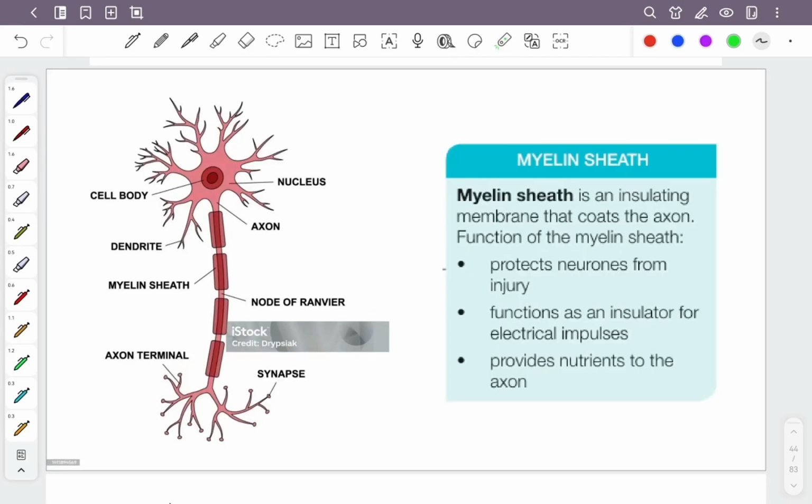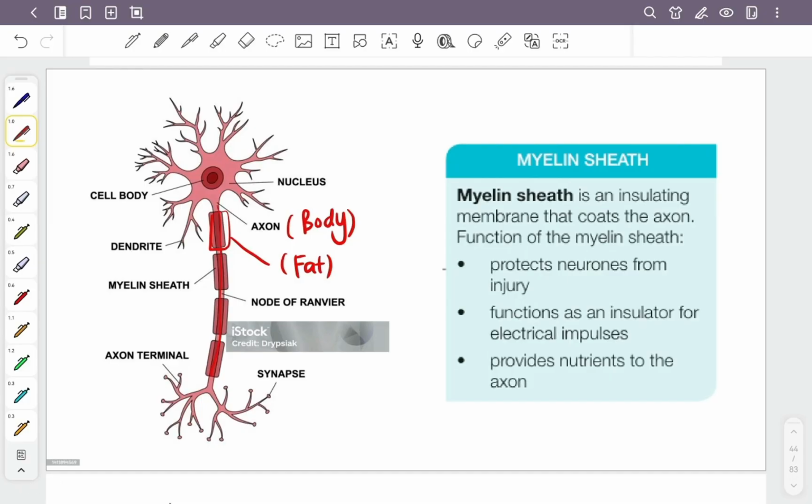Okay, so now let us continue to look at the two structures, which are the myelin sheath and also the node of Ranvier that I didn't explain just now. So the myelin sheath is an insulating membrane that coats the axon. Just now I already told you, you can imagine the axon as the body. So here, along the body, there will be some parts covered by what you call the myelin sheath. You can think of it as acting like a fence.